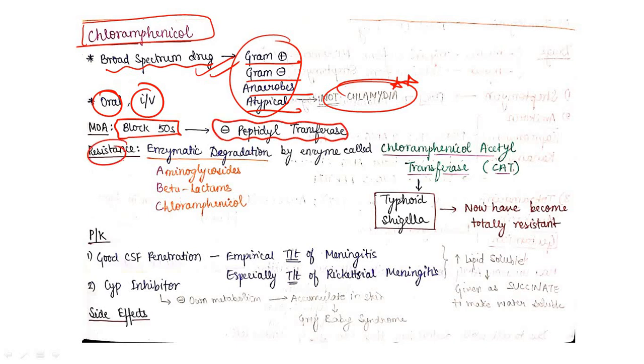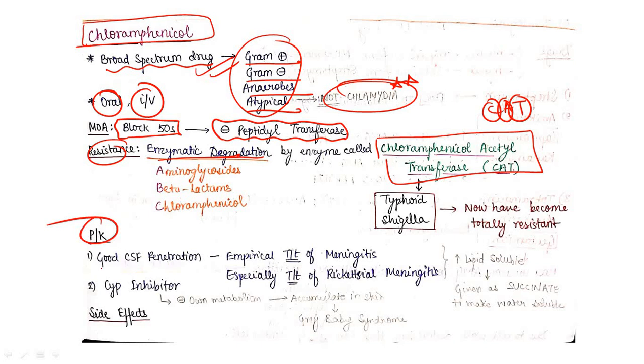How does resistance develop against chloramphenicol? Just know that chloramphenicol undergoes enzymatic degradation by an enzyme known as chloramphenicol acetyl transferase, that is CAT. Chloramphenicol acetyl transferase is an enzyme which degrades chloramphenicol. Clear? If there is an increased amount of this CAT, then there will be more enzymatic degradation of chloramphenicol. Clear?